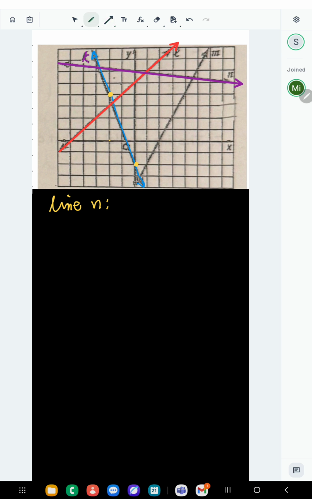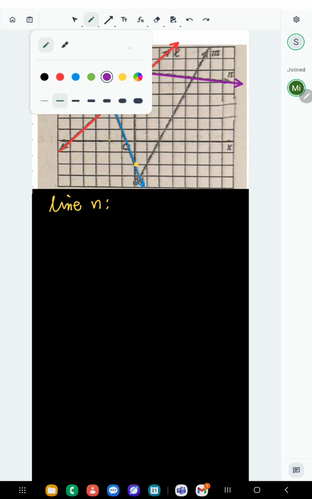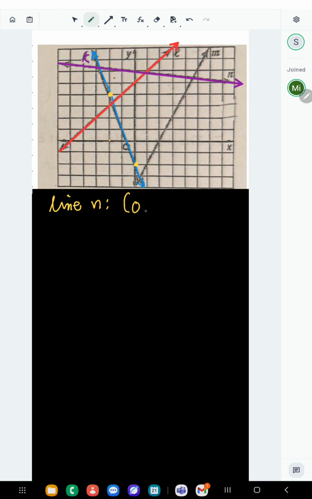So let's choose 2 points on line N. Exact points. 0, 6. 1, 2, 3, 4, 5, 6. Is that exact? 0, 6. I hope it's exact because it's hard to find online. And another one. Oh, there's only 2.